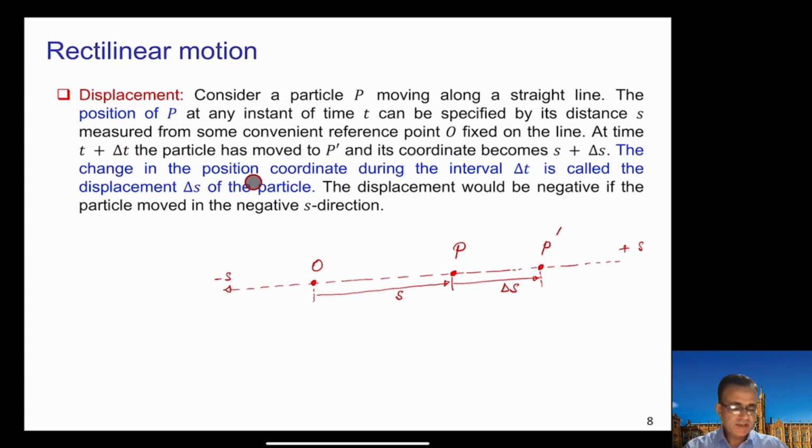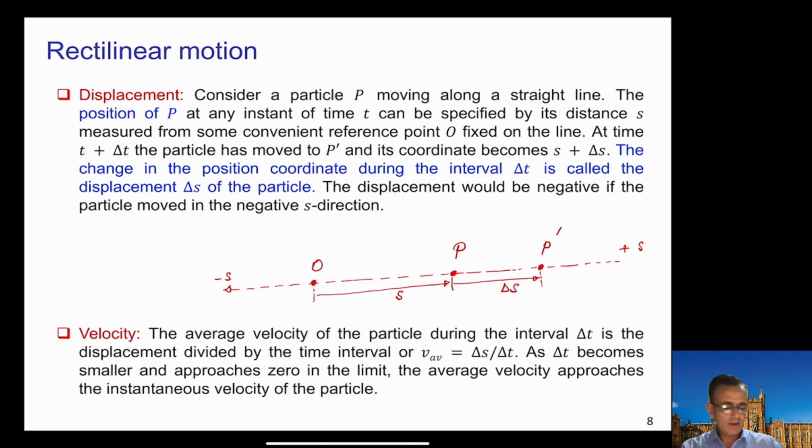Now the change in the position coordinate during the interval delta t is called the displacement delta S of the particle. So when the particle moves from point P to P dash, this delta S is what we call the displacement of the particle. Now the displacement would be negative if the particle moves in the negative S direction. If the particle is moving in this negative S direction, then the displacement will be negative.